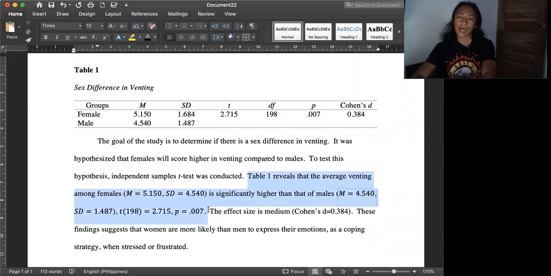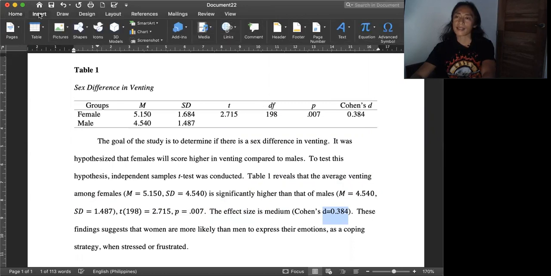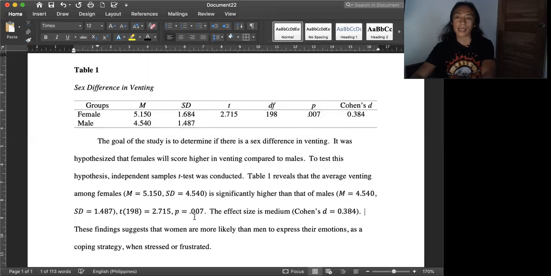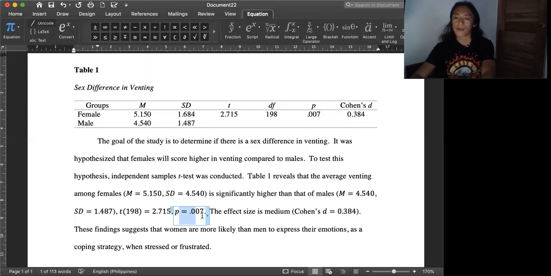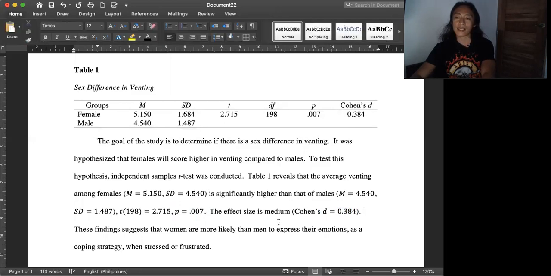And then after which I'm going to mention the effect size, because that's important. So I simply say the effect size is medium because it's 0.384. Okay. So we also format that as an equation. Take note, I still have no lead zero for the p-value because this value cannot exceed 1, and I have a lead zero for Cohen's d because this value can exceed 1.